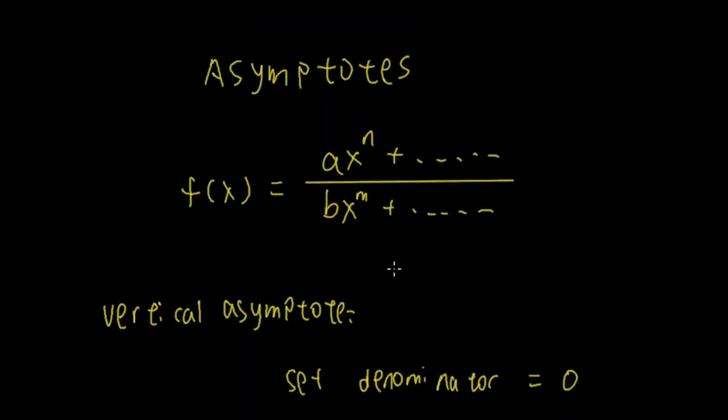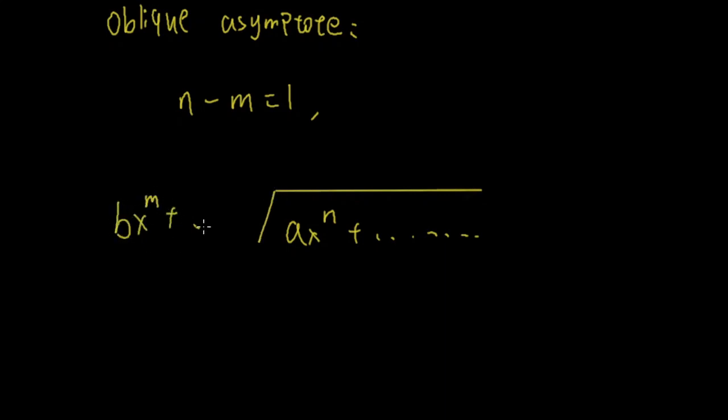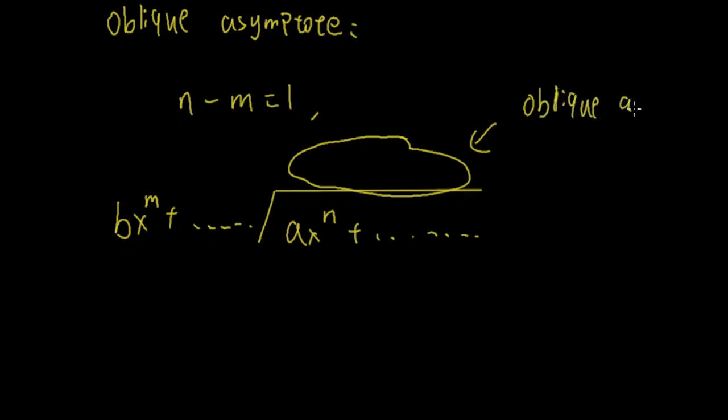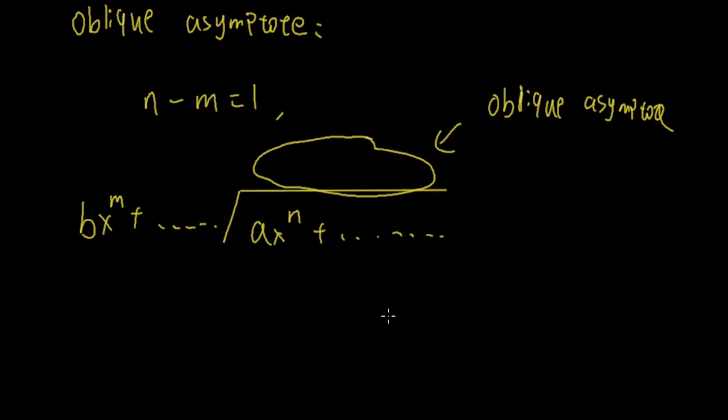Let's take this function here. We will just do a long division on this. So we have ax to the power of n plus the rest of the terms, divided by bx to the power of m plus the rest of the terms. Now, whatever we get here, that's the oblique asymptote. So regardless of whether there's a remainder or not, this is the oblique asymptote.